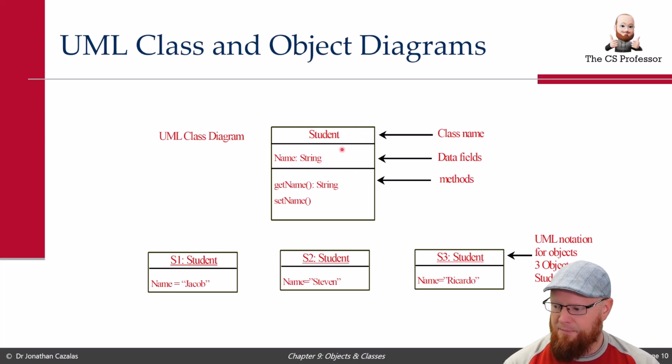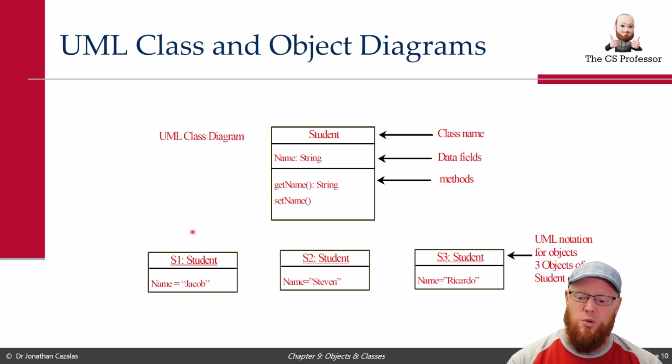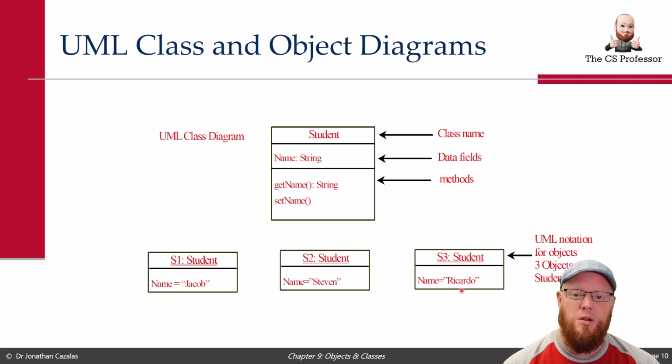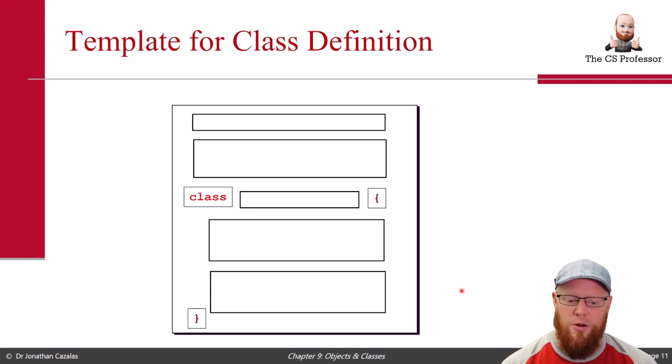We have the student name. We then have the data fields. In this case, it's a silly example. We only have one data member, a string, the name of the student. And then we have some methods, a get name method, as well as a set name method. Also in UML, we can depict the individual objects. So here's a student object called S1 with the name Jacob, another student called S3 with the name Ricardo.